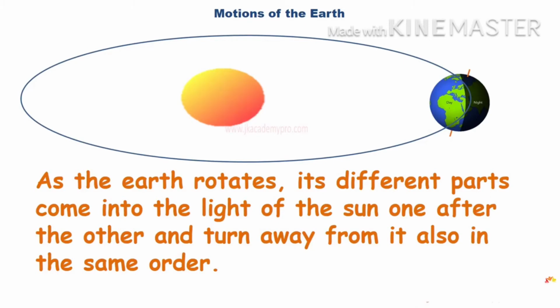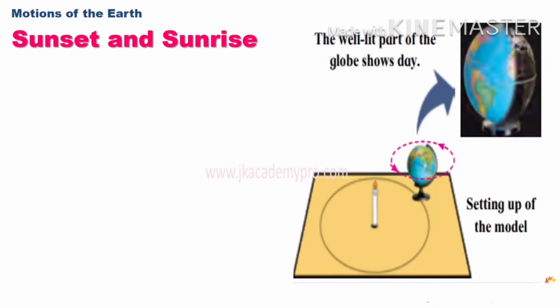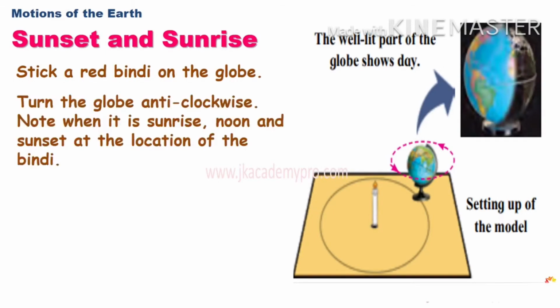This is how the earth is rotating, and this is how the different parts of the earth come into the light, one after another, and turn away from it in the same order. So this was our practical to understand sunset and sunrise. The well lit part of the globe shows the day.